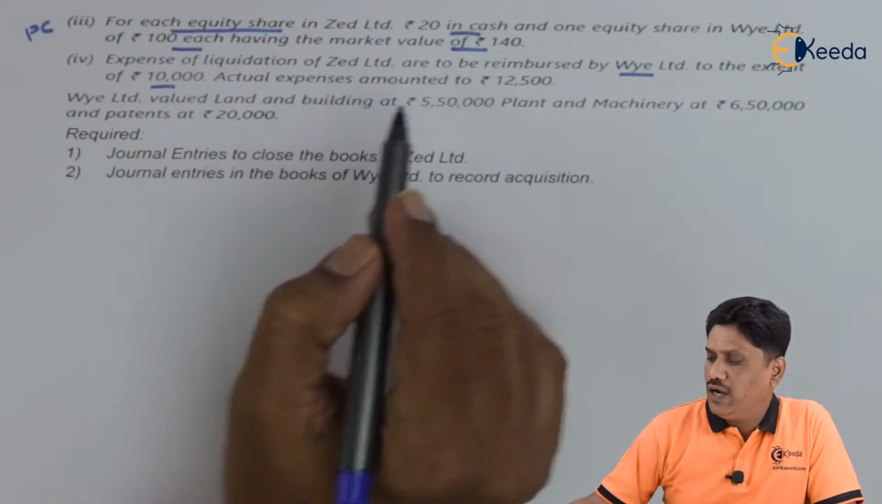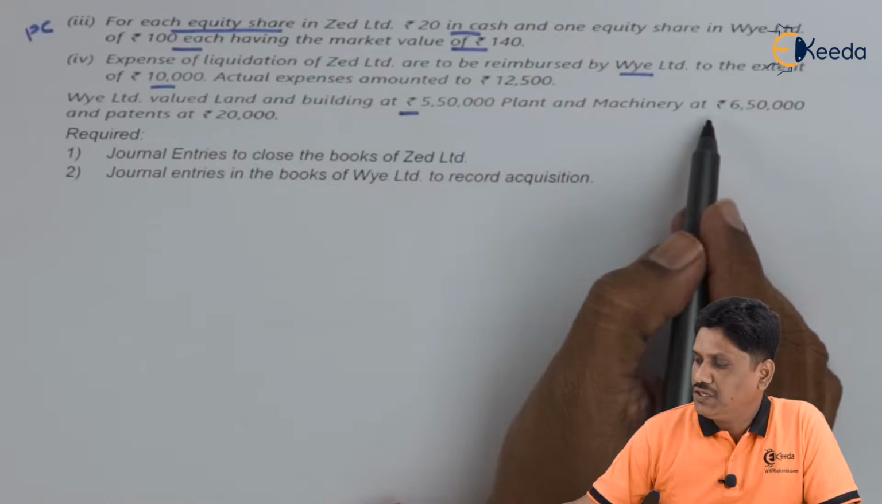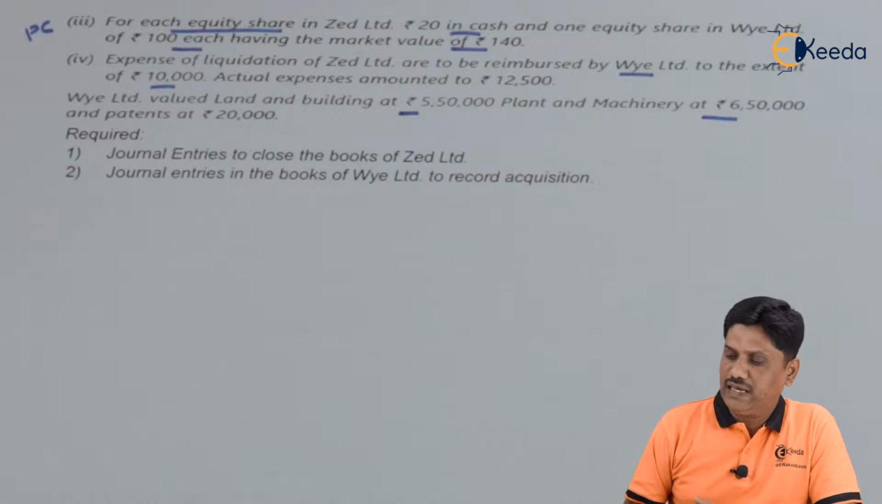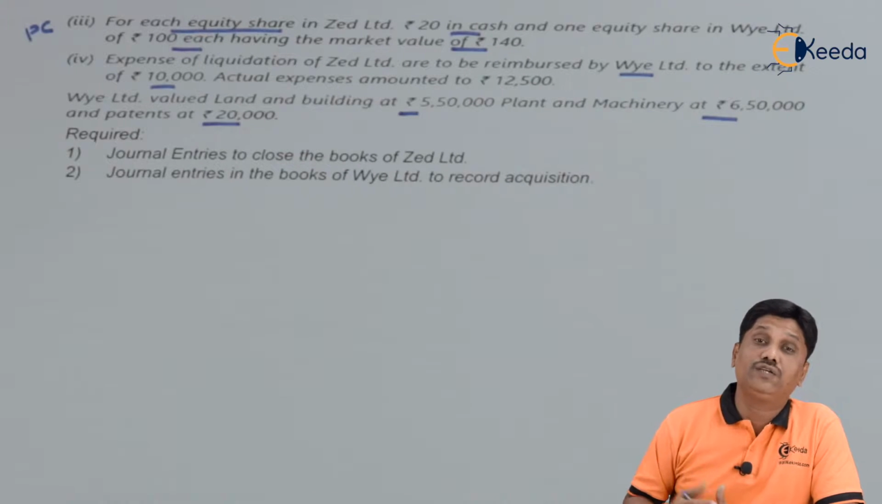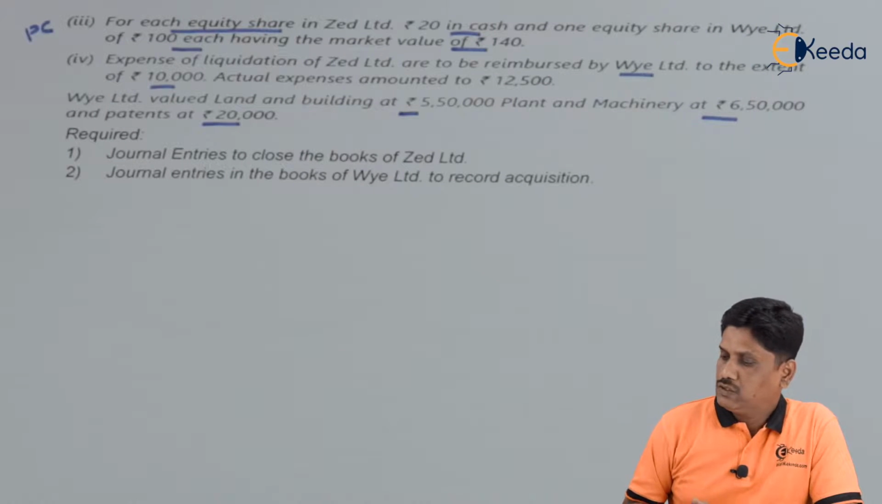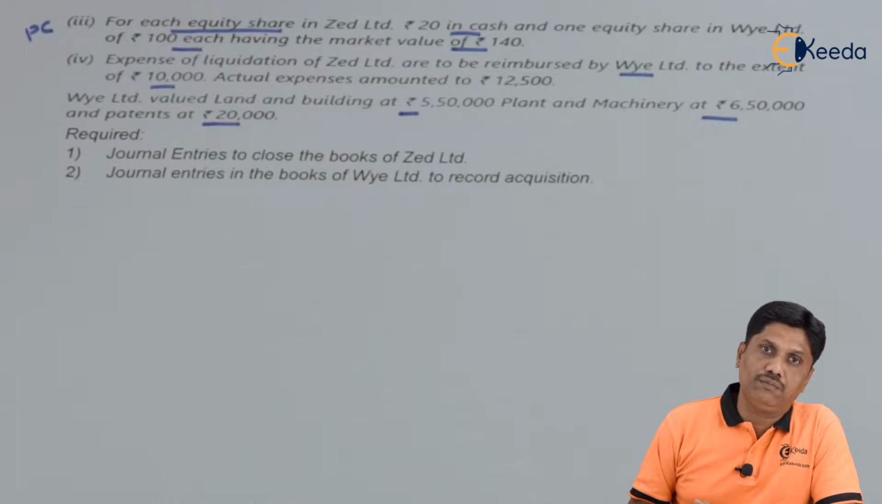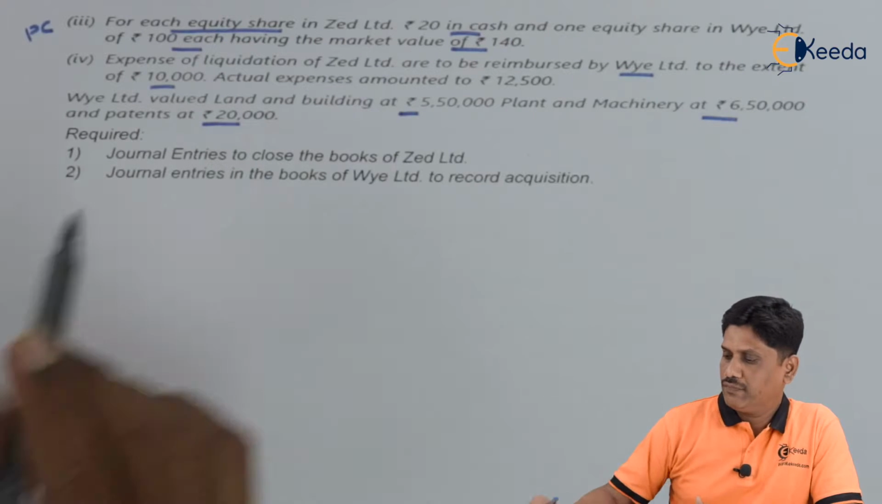Y Limited valued land and building at rupees 5,50,000 and machinery at rupees 6,50,000, patent at rupees 20,000. Assets values are revised, so it is definitely a purchase or acquisition. So this will be taken care by the purchasing company. No role is there for your vendor company for this.